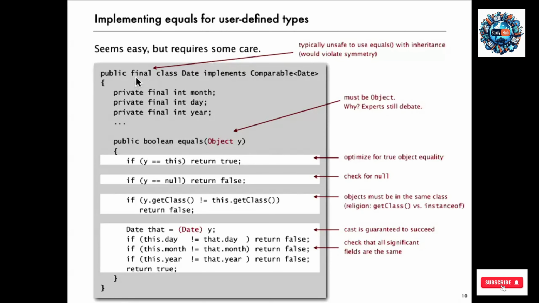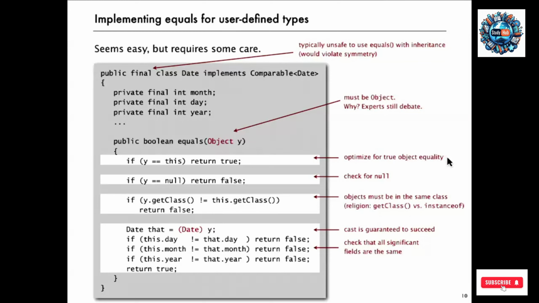You shouldn't use it in connection with inheritance, and we don't use inheritance that much, so I won't talk about that. The type of the argument in equals must be Object. You'd think it should be Date, and experts debate about that, and people who are interested can look on the web for that.